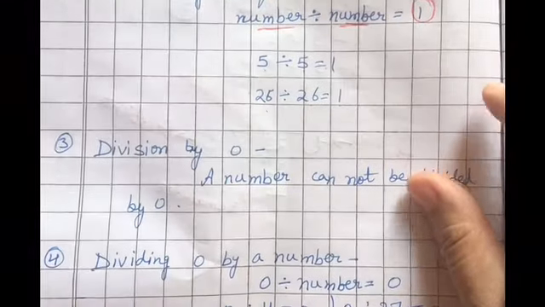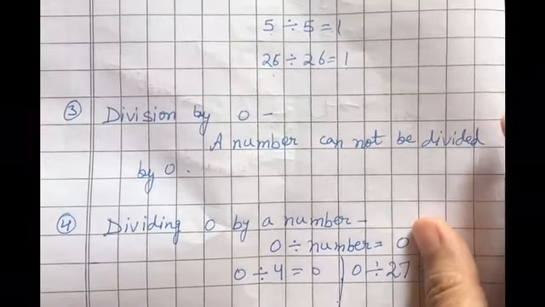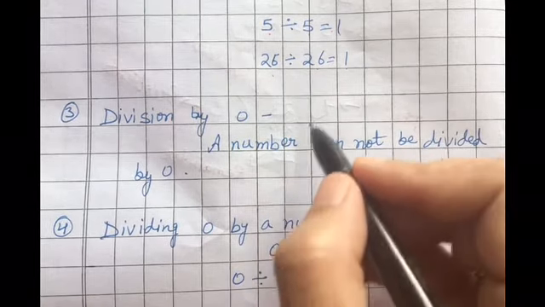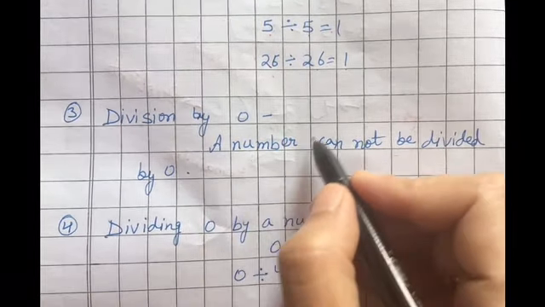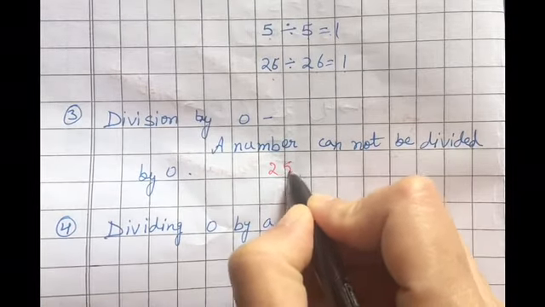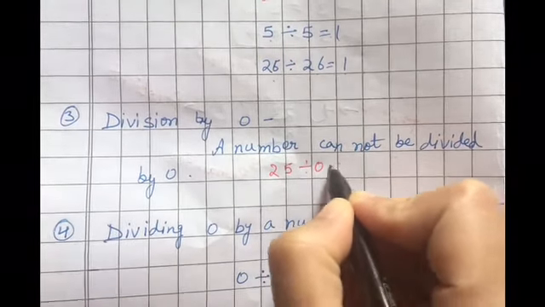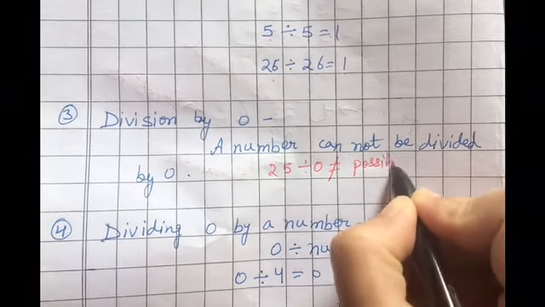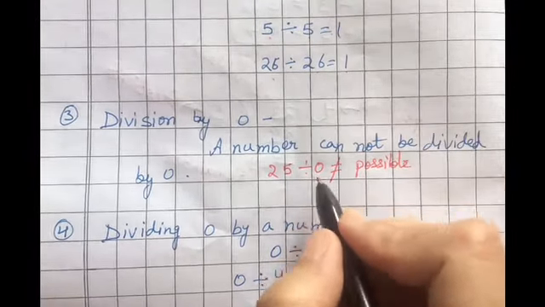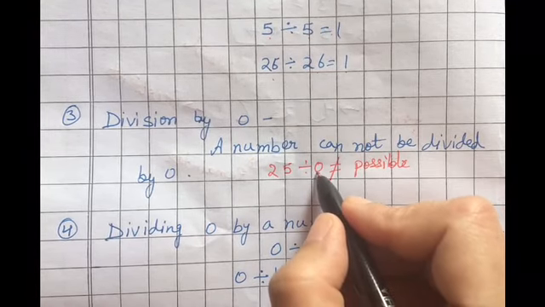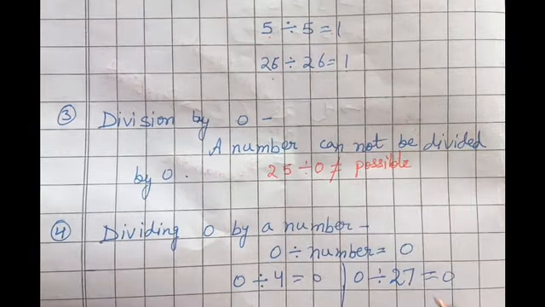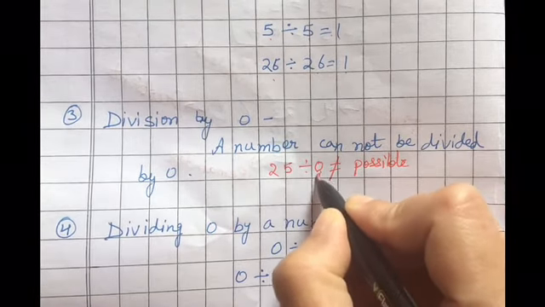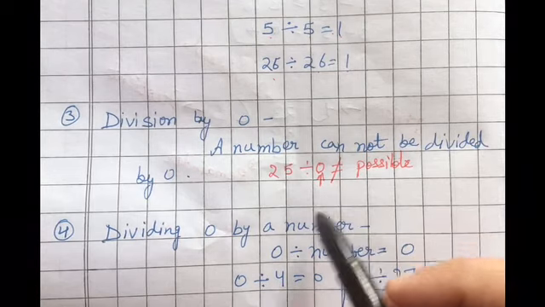Then next is division by 0. If you are going to divide any number by 0, we cannot do that. No number can be divided by 0. For example, 25 divided by 0 is not possible. Okay? So we cannot divide any number by 0. The 0 cannot be in the denominator, the lower side. 0 cannot be a divisor.